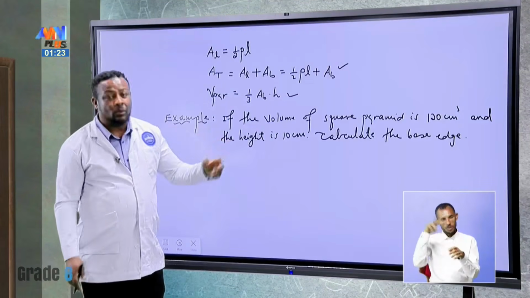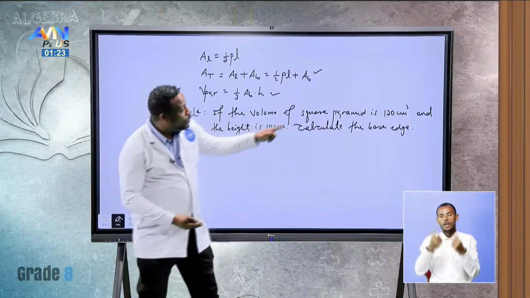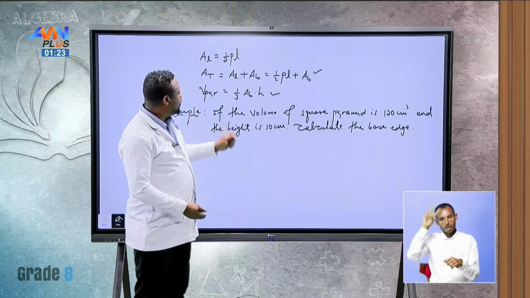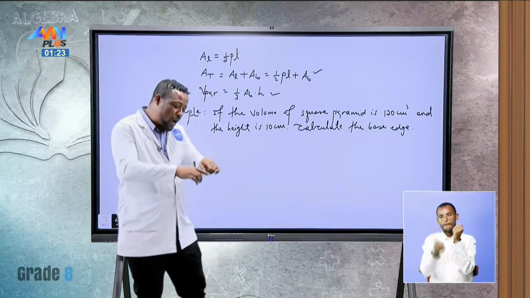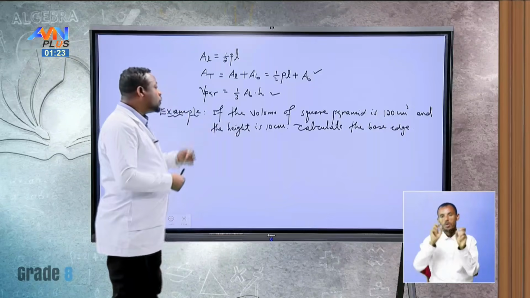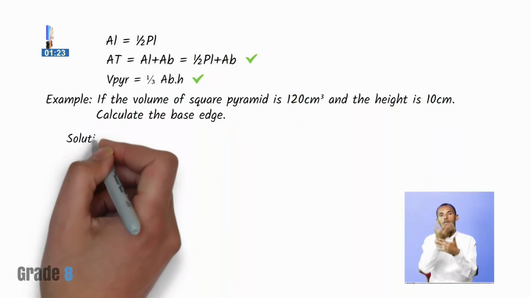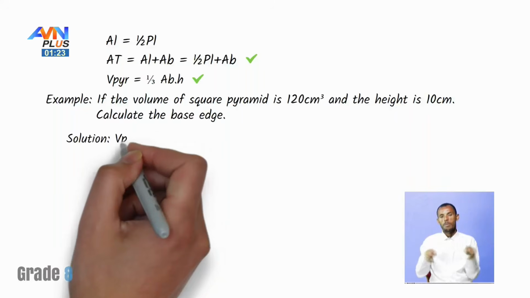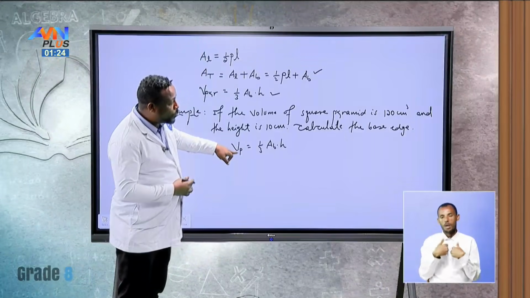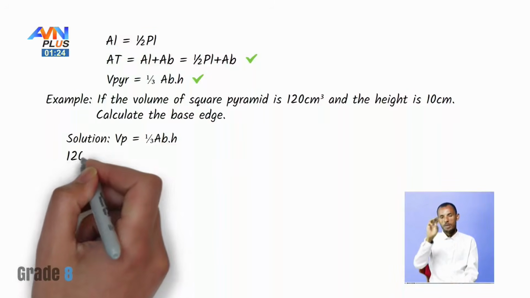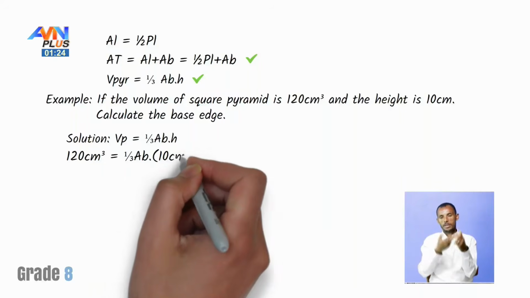In this example, what is given? A square pyramid is given. This pyramid has a volume of 120 centimeter cube, and the height of the pyramid is 10 centimeter. Based on this information, you are asked to calculate the base edge, or one of the sides of the base. To calculate the base edge, we directly apply the formula for the volume of a pyramid. The volume of the pyramid is equal to 1/3 of area of the base times h. We have the volume, which is 120 centimeter cube. This must be 1/3 of area of the base times the height, 10 centimeter.